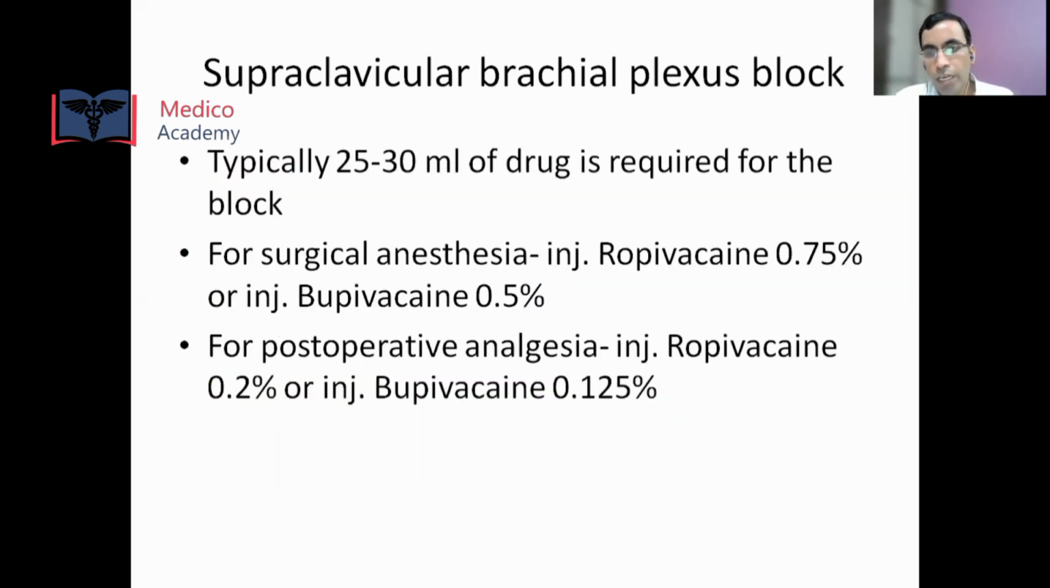Normally for supraclavicular brachial plexus block, we inject 25 to 30 ml of drug. For surgical anesthesia, either injection ropivacaine 0.75% or injection ropivacaine 0.5% can be used. For post-operative analgesia, injection ropivacaine 0.2% or injection ropivacaine 0.125% to 0.25% can be used.